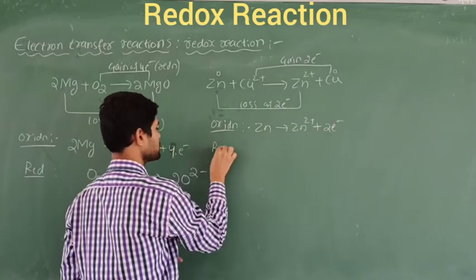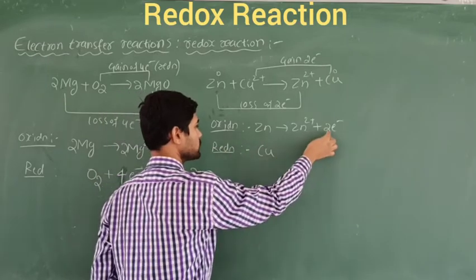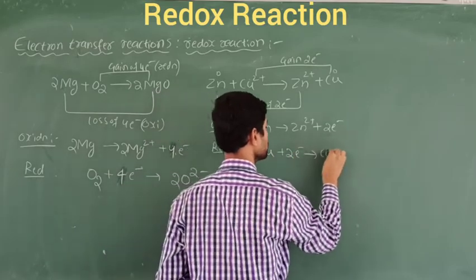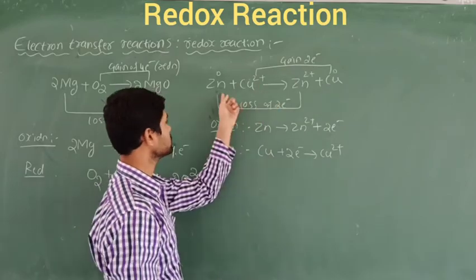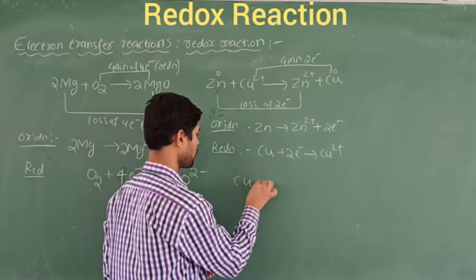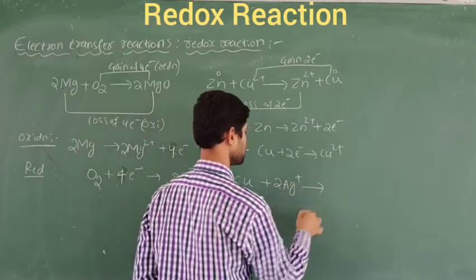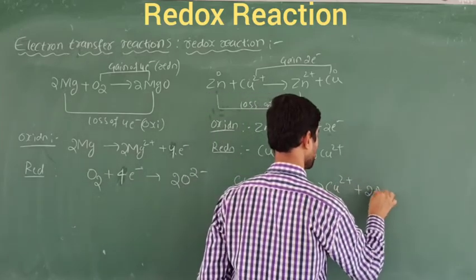And what happens in the reduction case? In the reduction case, copper gains the 2 electrons from this oxidation. Now it becomes Cu2+. So that's why copper gains 2 electrons and zinc lost 2 electrons. Let's take one more example. That is copper plus 2Ag+, so it is going to form Cu2+ and 2Ag here.